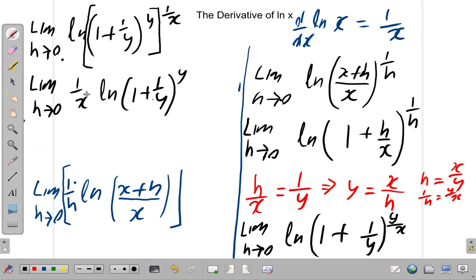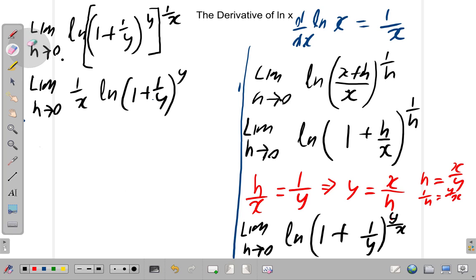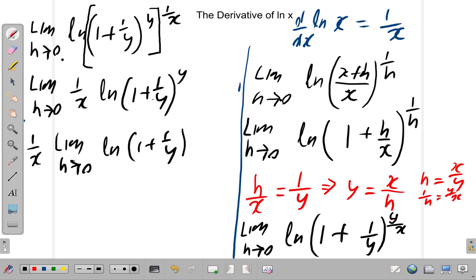Alright. Now, since we have 1 over x here, we could just multiply. Instead of saying the limit of 1 over x times ln, we could just say 1 over x times the limit, which is the same thing, by the properties of limits, alright? We could just multiply everything by 1 over x. So 1 over x times the limit as h tends to 0 of ln 1 plus 1 over y to the power of y.